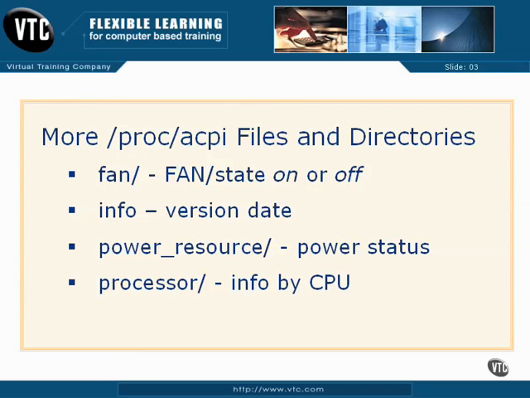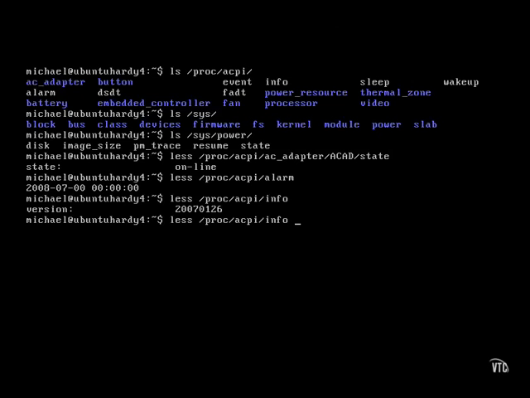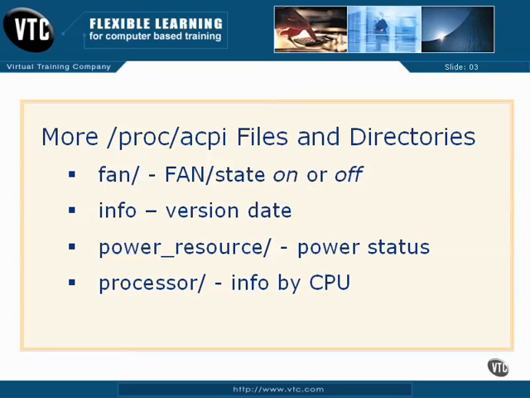The power_resource subdirectory includes power status files, but the configuration therein may be superseded by other files. The processor subdirectory includes information on the status of CPUs. If there's more than one CPU, they're labeled as such. The first CPU would be labeled as CPU 0, CPU 1, and so on. Or if you have a multi-core system, CPU 0 would be the first core.